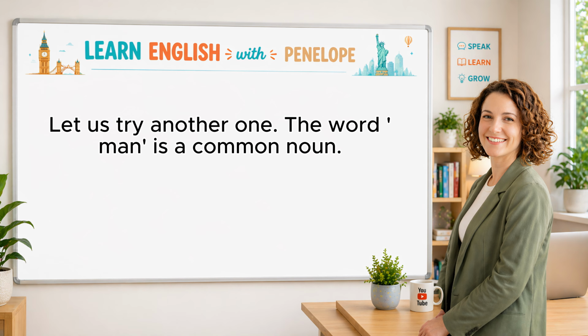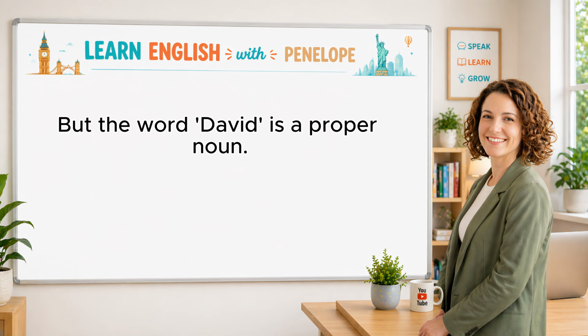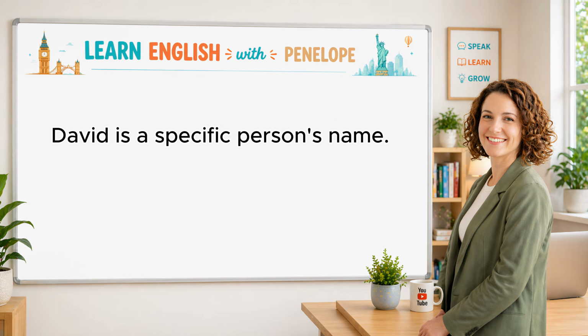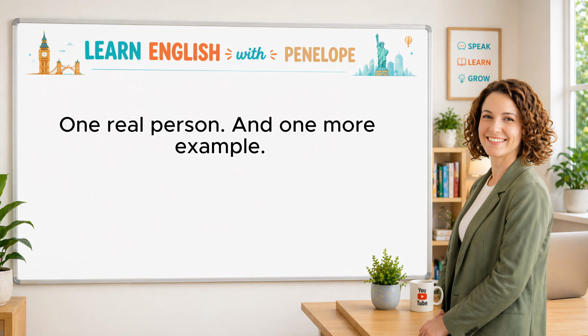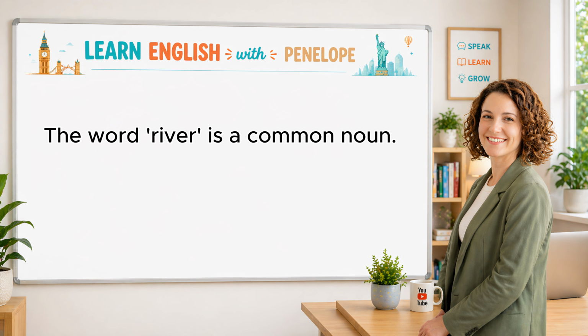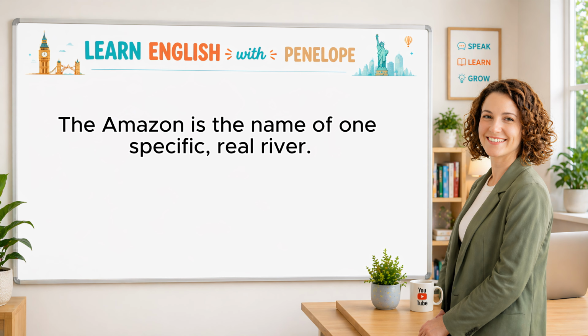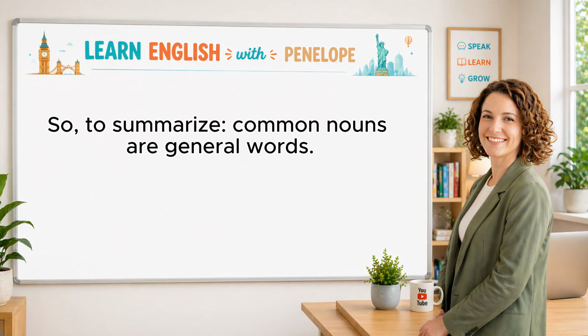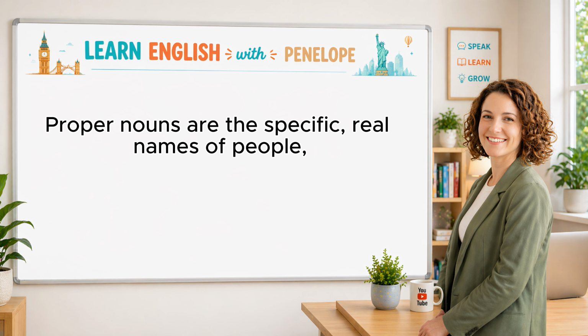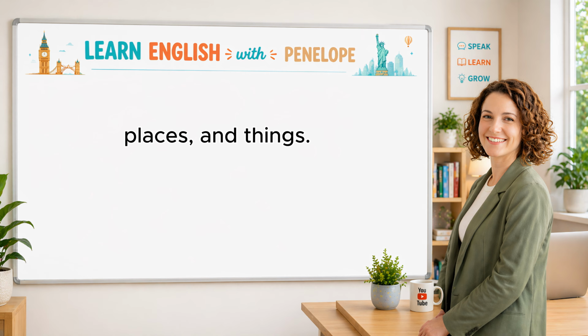The word man is a common noun, but the word David is a proper noun. David is a specific person's name, one real person. And one more example. The word river is a common noun, but the word Amazon, the Amazon River, is a proper noun. The Amazon is the name of one specific real river. So, to summarize, common nouns are general words. Proper nouns are the specific real names of people, places, and things.